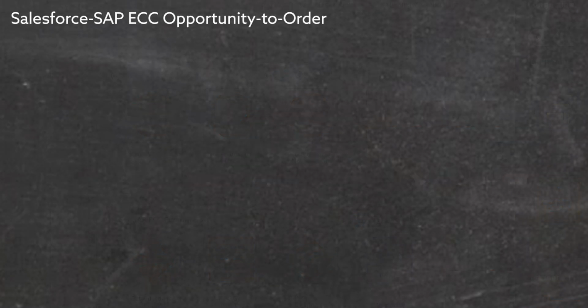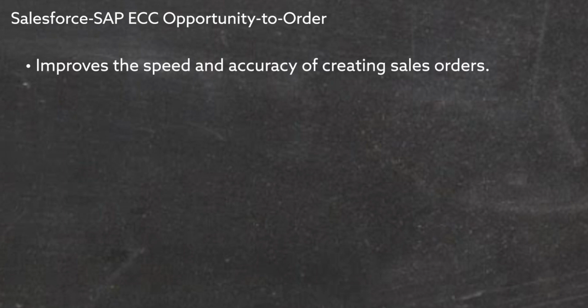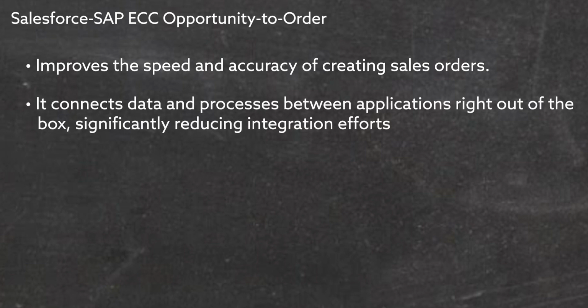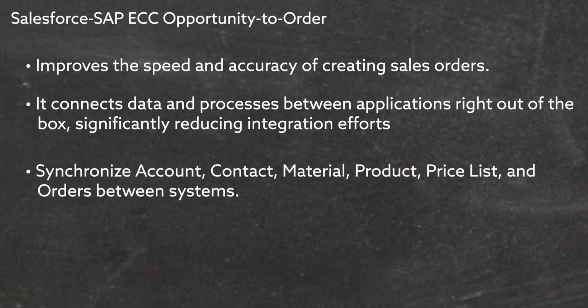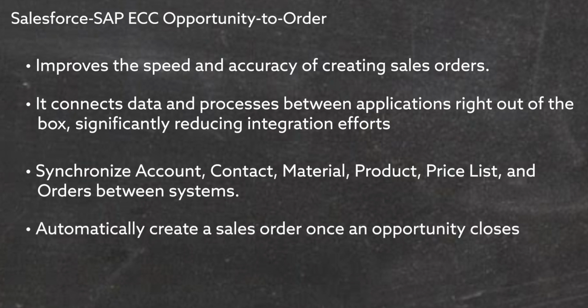The Salesforce SAP ECC Opportunity to Order process template improves the speed and accuracy of creating sales orders. It connects data and processes between applications right out of the box, significantly reducing integration efforts. You can synchronize account, contact, material, product, price list, and orders between systems, and automatically create a sales order once an opportunity closes. Now, let's begin with the installation of this process template.